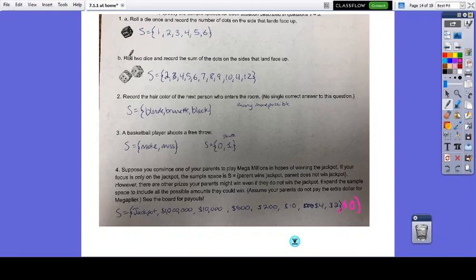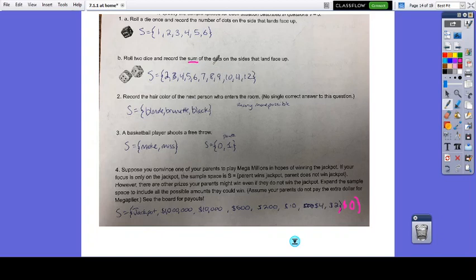Okay, letter B, roll 2 dice and record the sum of the dots. Okay, the sum. So in this case, we're talking about the sum here. So your random process is you rolling 2 dice. Okay, and then you have your outcomes. When you roll 2 dice, you cannot get a 1. If you see here, I messed that up in the first place, but the lowest sum that you can get is a 2, and the highest sum, with both of them being 6, is a 12. And you can get anywhere in between each one of those.